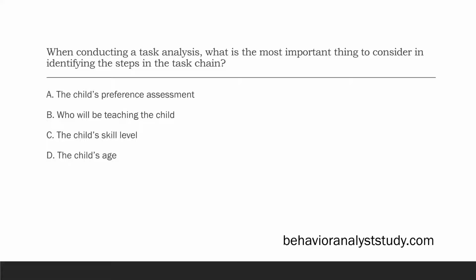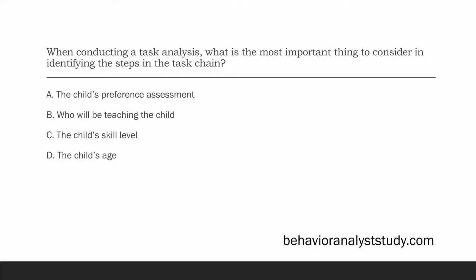Why is the child's preference assessment important in task training? Well, it's going to lead us to reinforcers, right? We'll do a preference assessment. We'll do a reinforcer assessment. But what's reinforcing isn't really the most important thing in the task chain. Okay, we can use pretty much anything to reinforce each step. That's not the vital information we need.